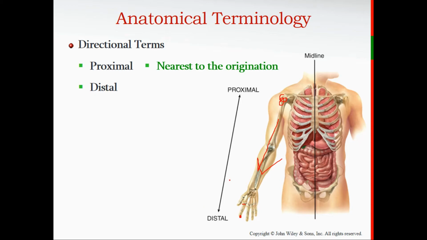So you could say your elbow is more proximal than your wrist because it is closer to the attachment of the body. Distal is the opposite. Distal means further away. And this is true on your leg as well. So the distal end of your femur, your thigh bone, is going to be where it forms the knee.